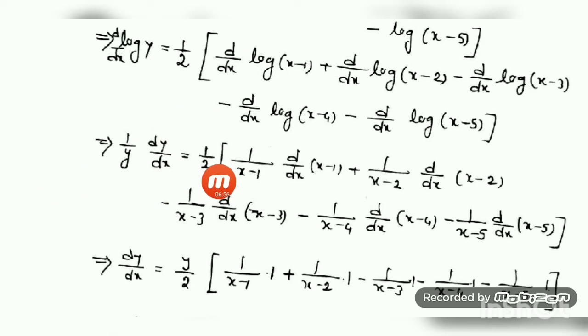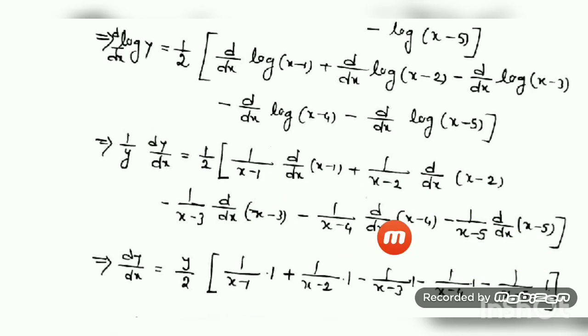Hope you understand it now, that the derivative of log of x minus 1 is what? 1 by x minus 1 into d/dx of x minus 1. Similarly, d/dx of log of x minus 2, think of x minus 2 as x. 1 by x minus 2 into d/dx of x minus 2. Same, proceed with the rest also. It is 1 by x minus 3 into d/dx of x minus 3. Minus 1 by x minus 4 into d/dx of x minus 4. Minus 1 by x minus 5 into d/dx of x minus 5.